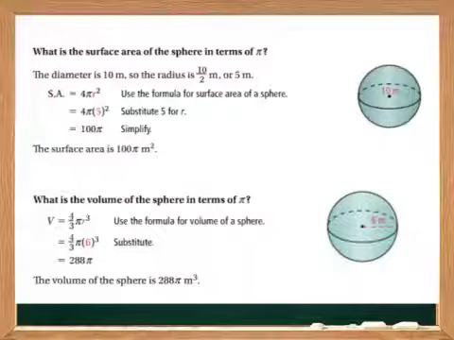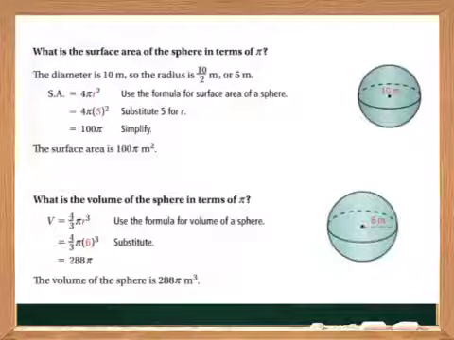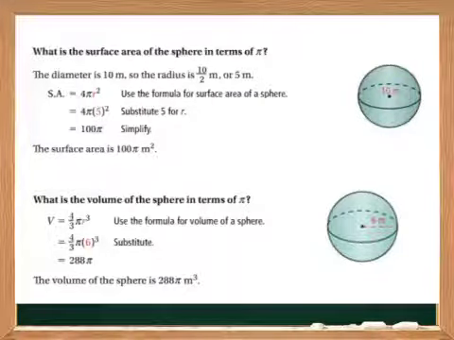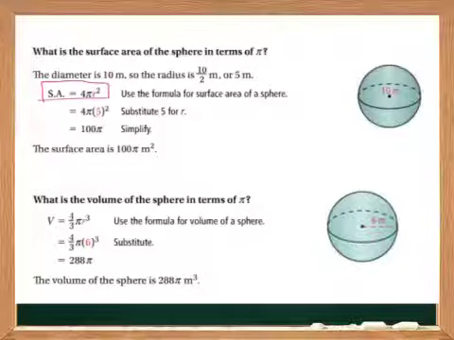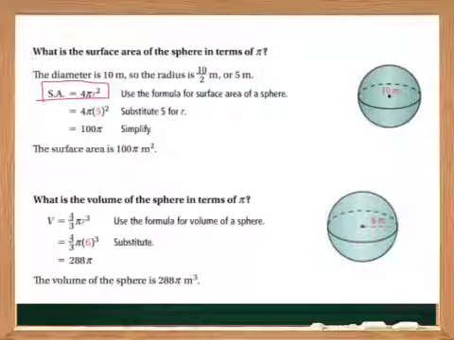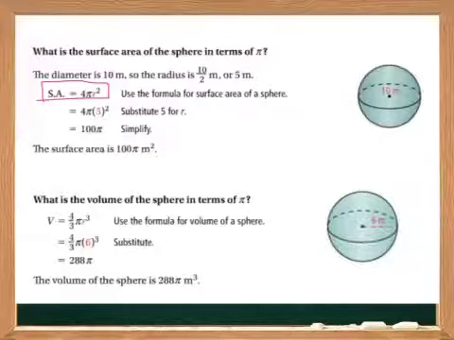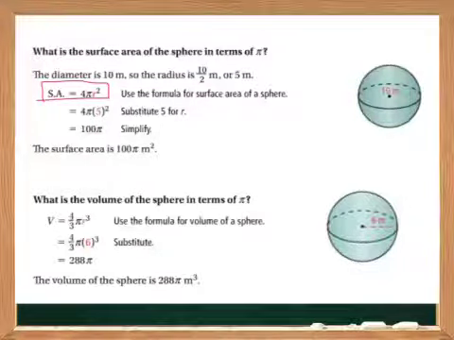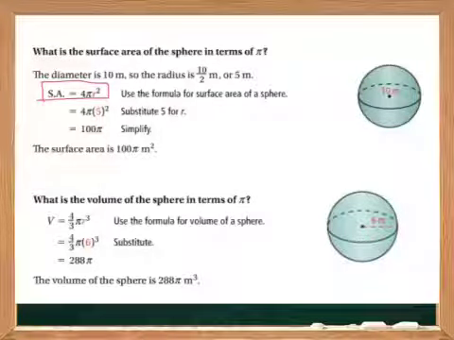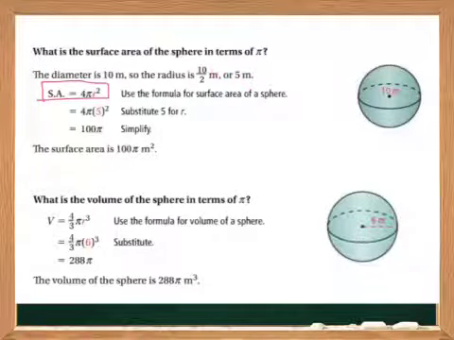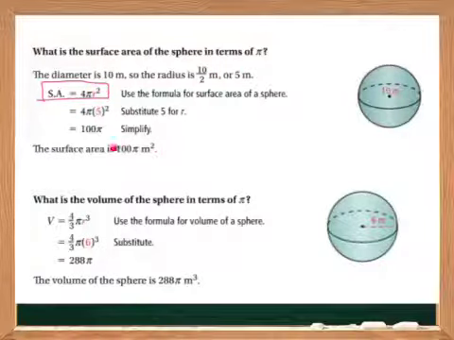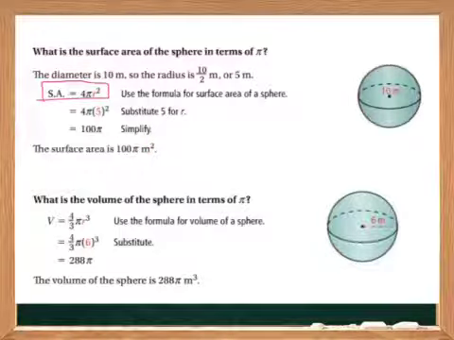So here we're using our formulas for surface area and volume of a sphere. So surface area, the formula is going to be 4 pi r squared. There is no lateral surface area here because there are no lateral faces. So we're just doing surface area. The diameter is 10, which means that the radius is 5 meters. So we plug in 5 for the radius, use the formula, and get 100 pi meters squared because it's surface area.